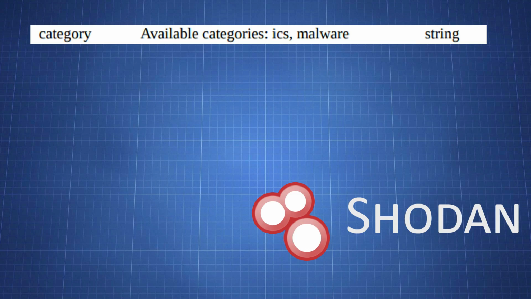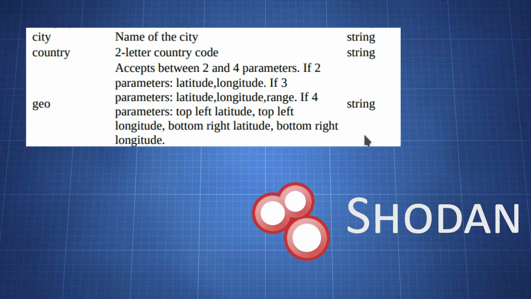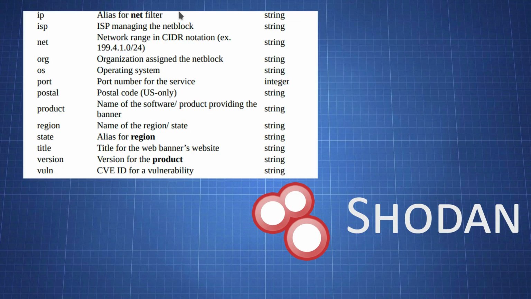Our first filter will be category. This allows us to query based on the category of the boxes found. Some examples here are malware or ICS, which stands for Industrial Control Systems. City obviously searches for results in a certain city, and country searches for results in a certain country by two-letter country code. OS searches by operating system, and org searches by organization.